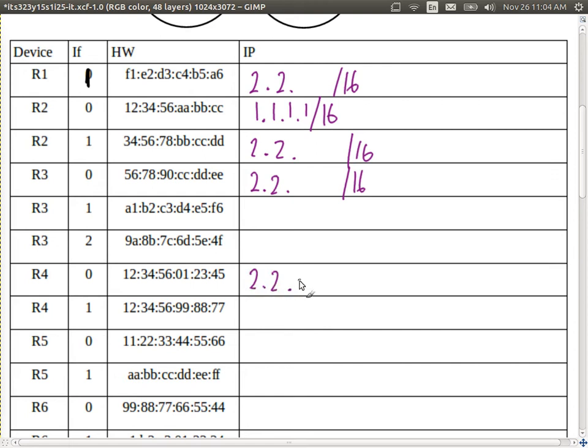So these are on the same subnet. They must start with 2.2 because they're /16. They're all on the same subnet if you look at the picture. So the last two decimal digits must be different amongst those four. And for whatever reason, I've chosen 1.5 here. You don't have to change yours. Or you can write them both down if you have your answer and then my answer, just so you can follow my example as well.